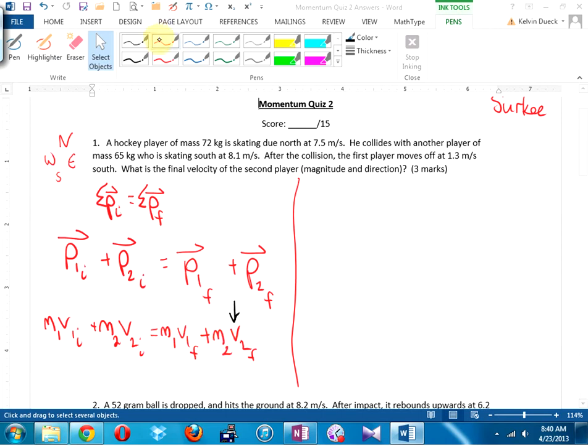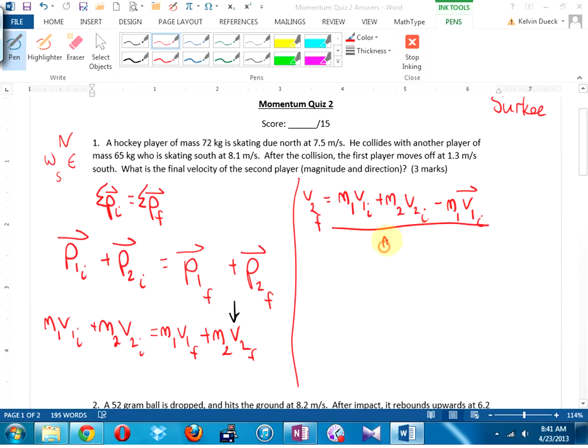If I'm doing the math right, V2 final is going to be the whole left-hand side: M1, V1 initial plus M2, V2 initial, the amount of momentum you had at the beginning, take away whatever momentum mass 1 had, all divided by mass 2.